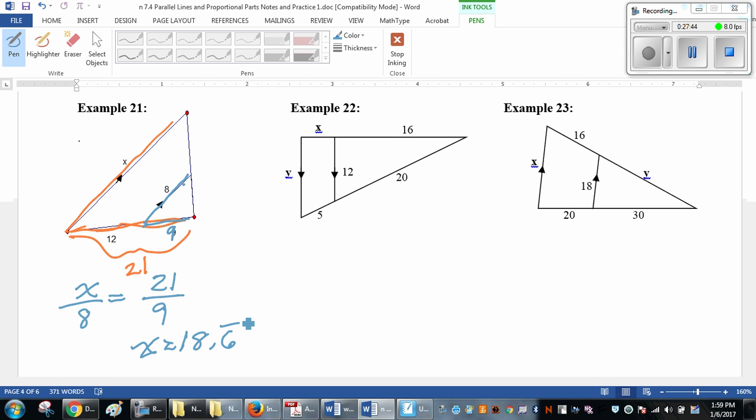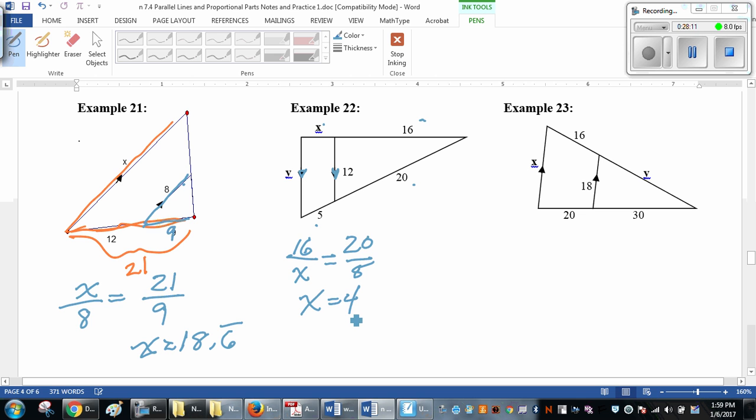Now, in this case, we do have a side splitter. We have x as a piece, 16 as a piece, 5 as a piece, 20 as a piece, and these are parallel. So we're going to use side splitter first. Be consistent with how we set it up. 16 over x, there's my two pieces of that side, equals 20 over 5. There's my two pieces of that side. Cross multiply and solve. You guys know the name of the game. Check your answer. I got x equals 4.